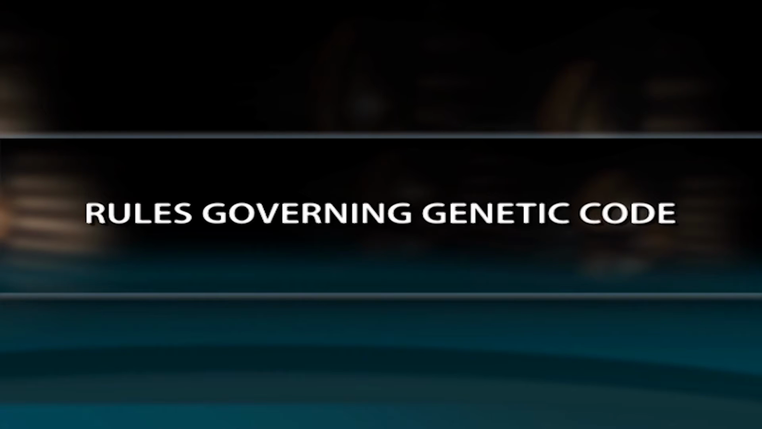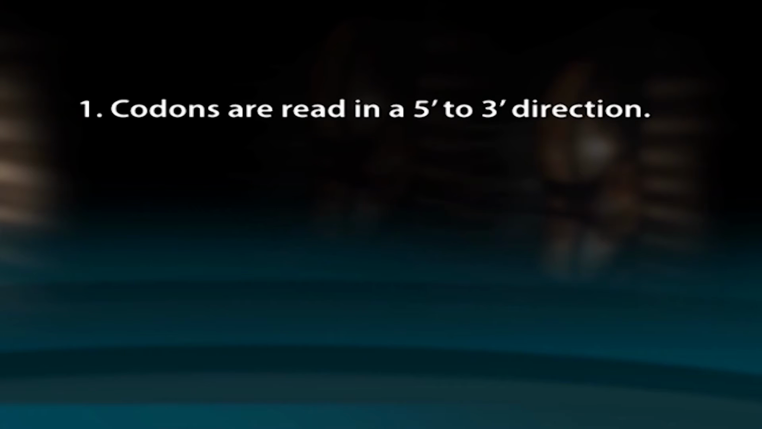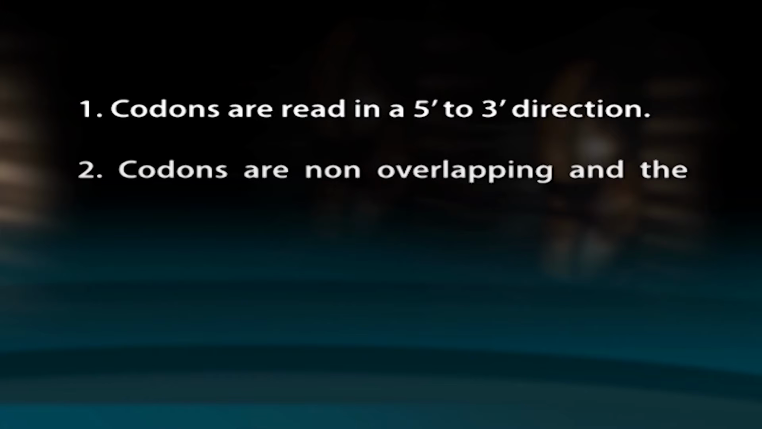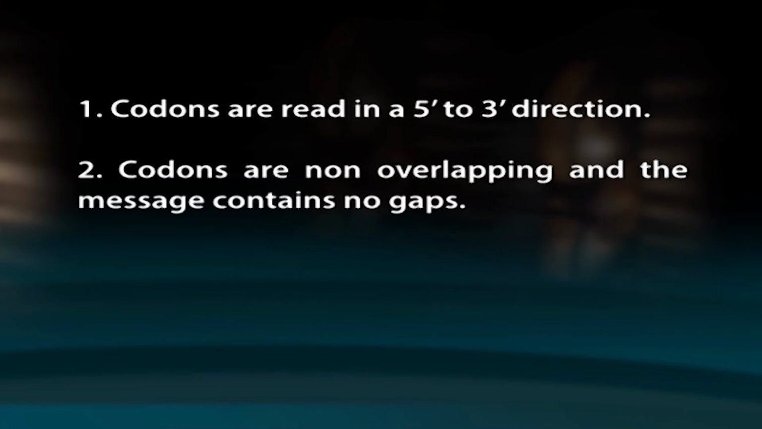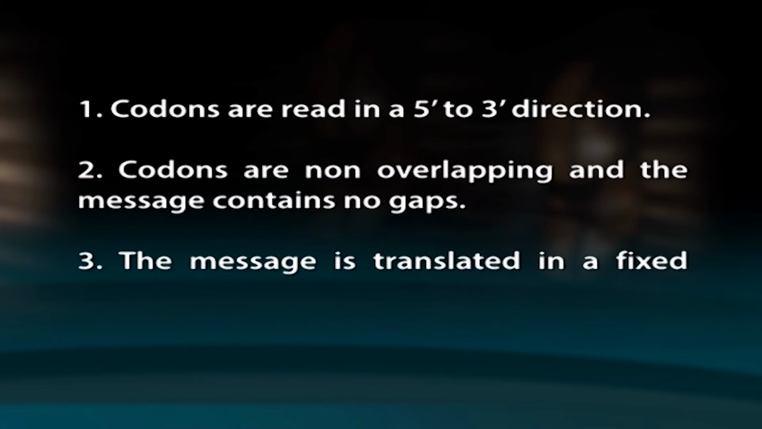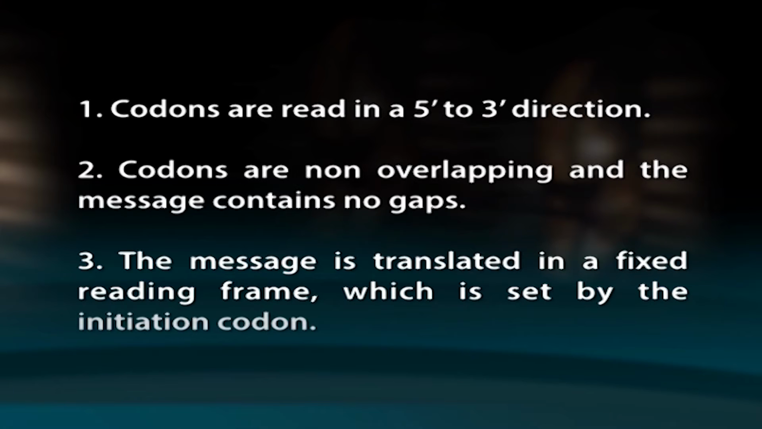Rules governing the genetic code. The genetic code is subject to 3 rules that govern the arrangement and use of codons in the messenger RNA. 1. Codons are read in a 5' to 3' direction. 2. Codons are non-overlapping and the message contains no gaps. 3. The message is translated in a fixed reading frame, which is set by the initiation codon. Reading frame is a series of nucleotides read in sets of 3 as codons. Only one reading frame is correct for encoding the correct sequence of amino acids.